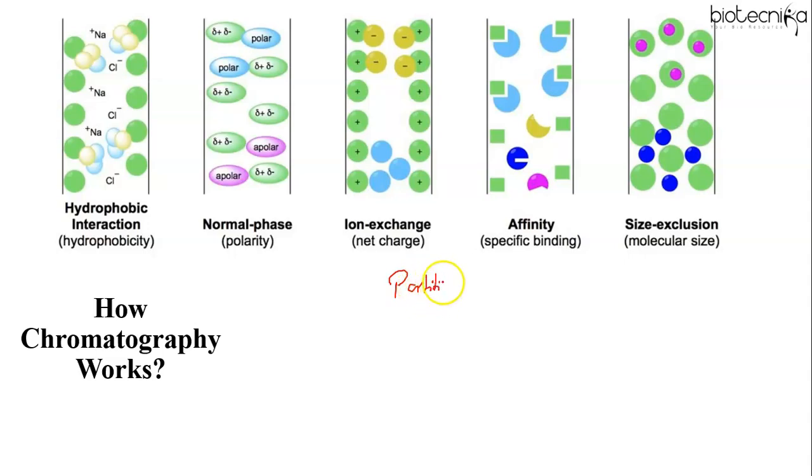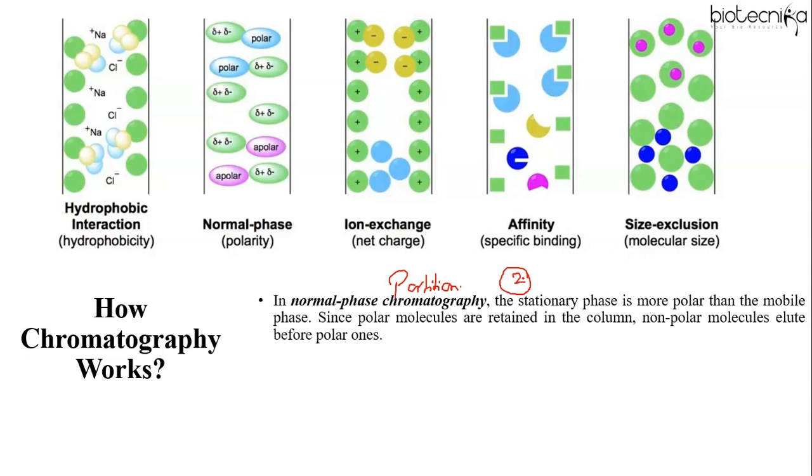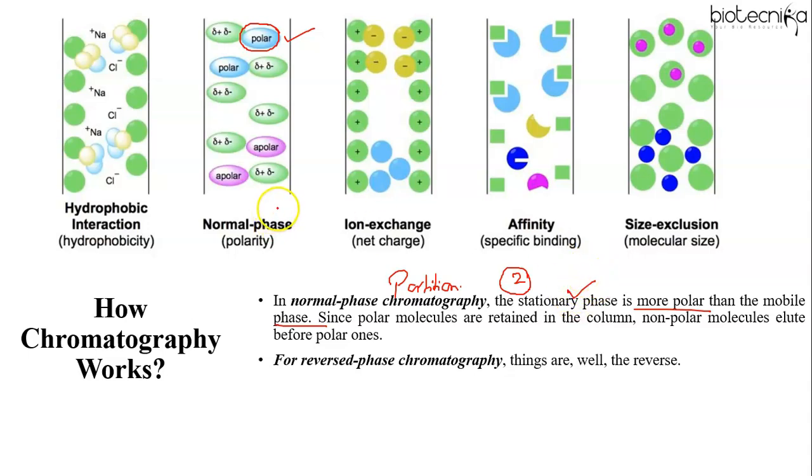In partition chromatography, an analyte distributes itself between two phases, the liquid stationary phase and the mobile phase. The major advantage of this chromatography is that it is simple, low cost, and has broad specificity. Partition chromatography can be normal phase or reverse phase chromatography. In normal phase chromatography, in this form of partition chromatography, the stationary phase is polar and the mobile phase is relatively non-polar. Since polar molecules are retained in the column, non-polar molecules elute before polar ones, because polar molecules interact more with the stationary phase and hence they will be eluted later.